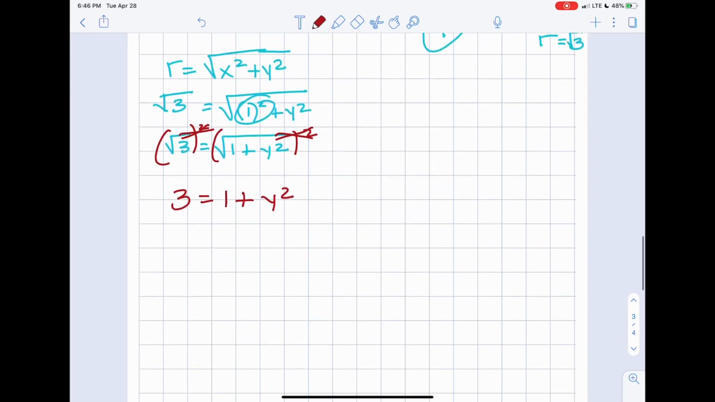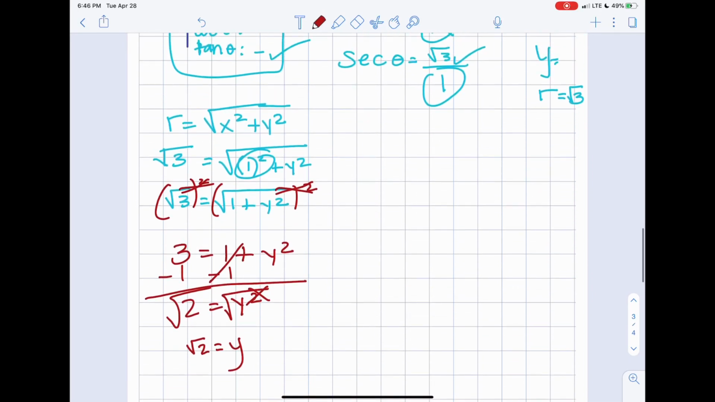Now, again, I'm solving for y here. So let me move this out of the way. That cancels. 3 minus 1 is 2. This is equal to y squared. How do I get y by itself? Square root it. So now we're bringing back that square root, and that cancels out, and square root 2 is equal to y. If I went too fast there, pause me and rewind me.